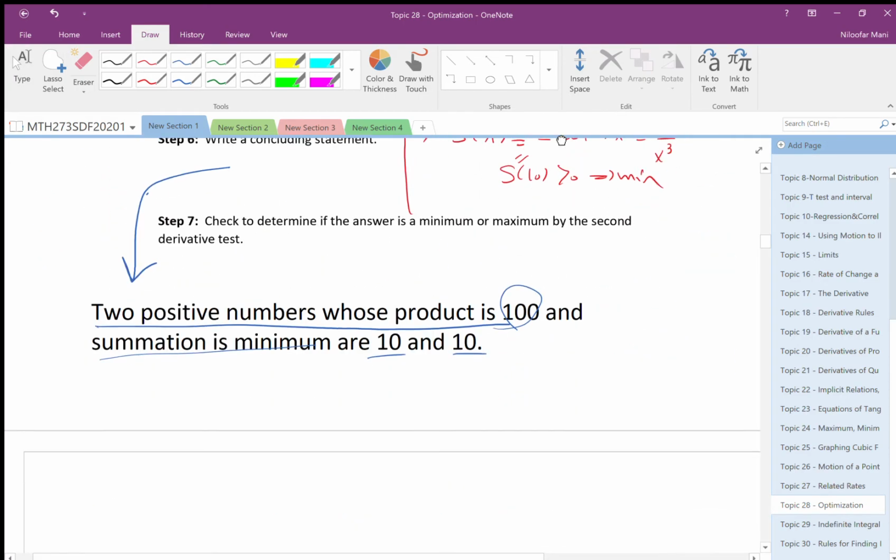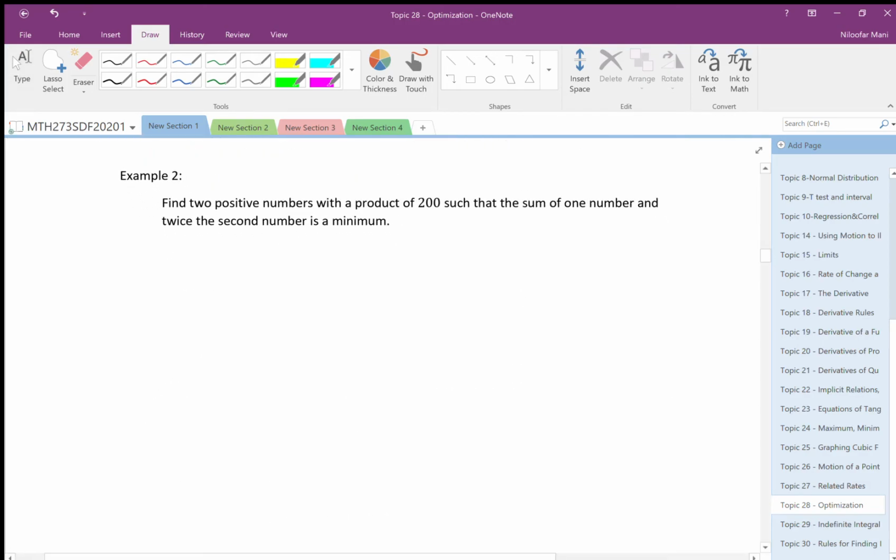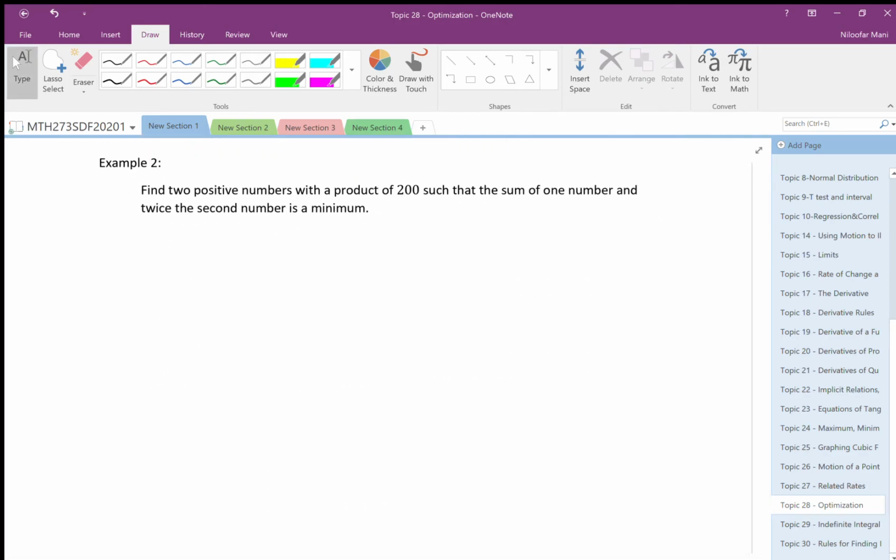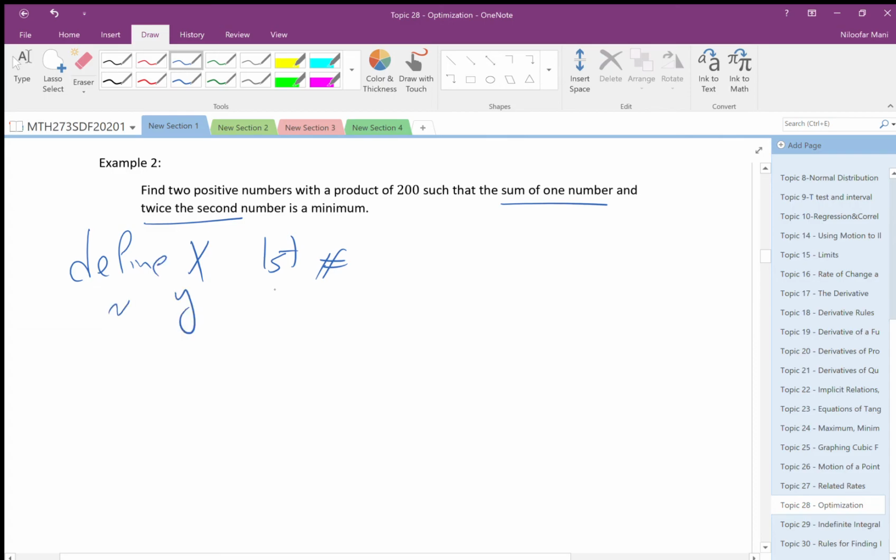So now, how about this question? Find two positive numbers with a product of 200, and the summation of one number and twice the other number is a minimum. So I can define x as the first number, and define y as the second number. Why? Because I said first number and second number. So what do I have? xy is 200.